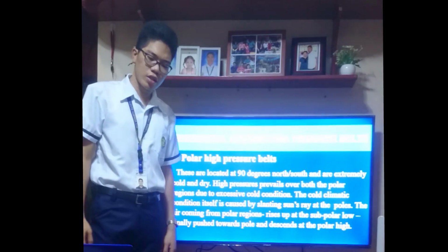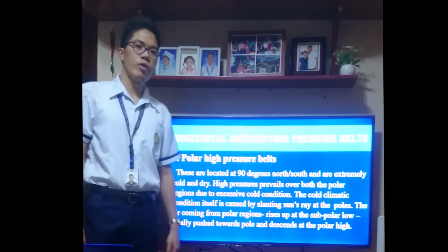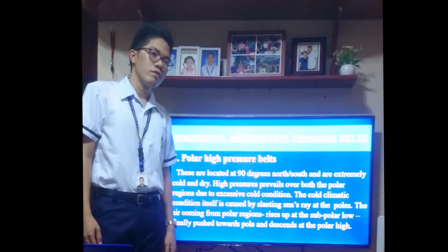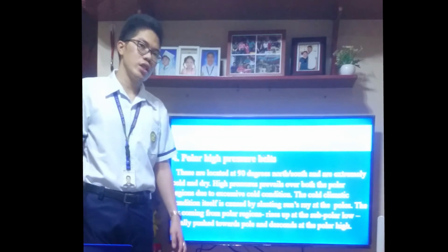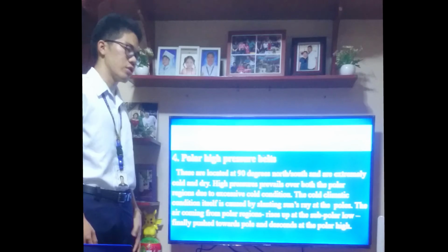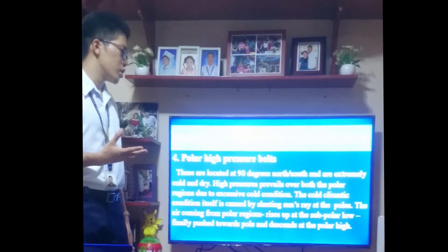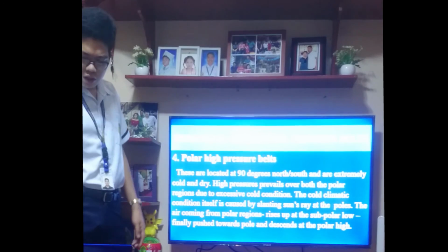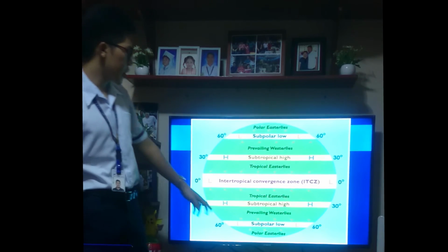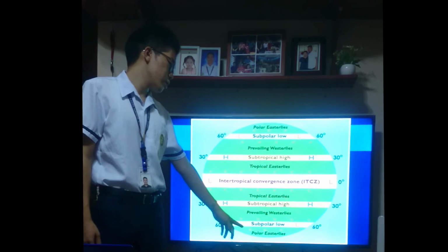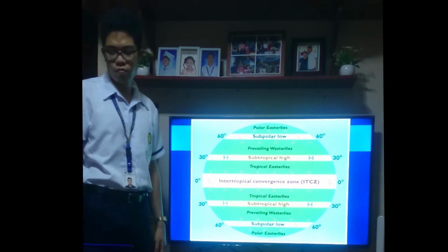Then lastly, we have the polar high pressure belts. These are located at 90 degrees north and south and are extremely cold and dry. In the polar region, the sun never shines vertically but at a slant. So that's why in the polar region, they have a low temperature. And because of the lower temperature, the air compresses and its density increases. So that's why this region has high pressure. The air coming from the polar easterlies will blow towards the subpolar low pressure belts.